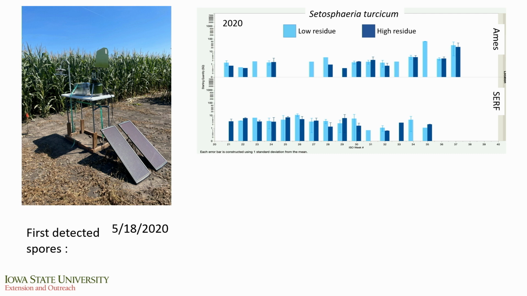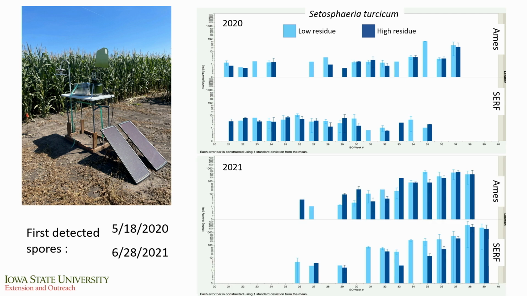And so in this trial, we either planted no-till corn, so we had very high residue, where we would expect to see more pathogens and more disease, or we had low residue, where we would see less pathogens and less disease. And you can see there's not really a very big difference between the low residue and the high residue. In 2021, we first detected spores a lot later during the growing season, so the last week of June. Once again, not a whole lot of difference between the low and the high residue.